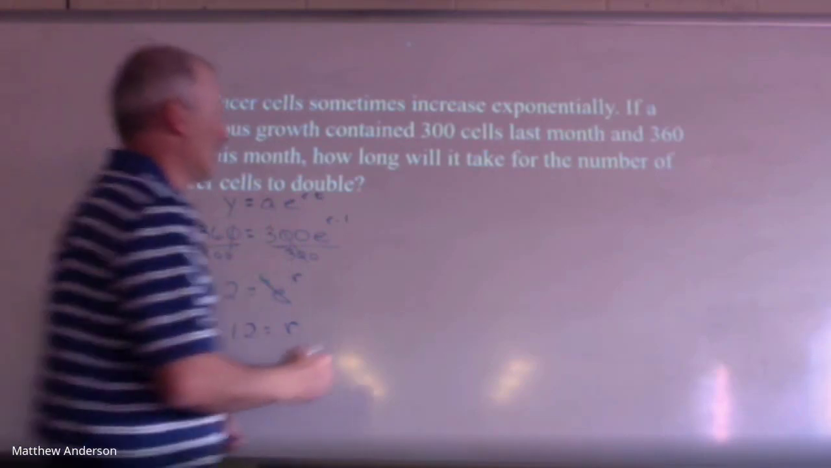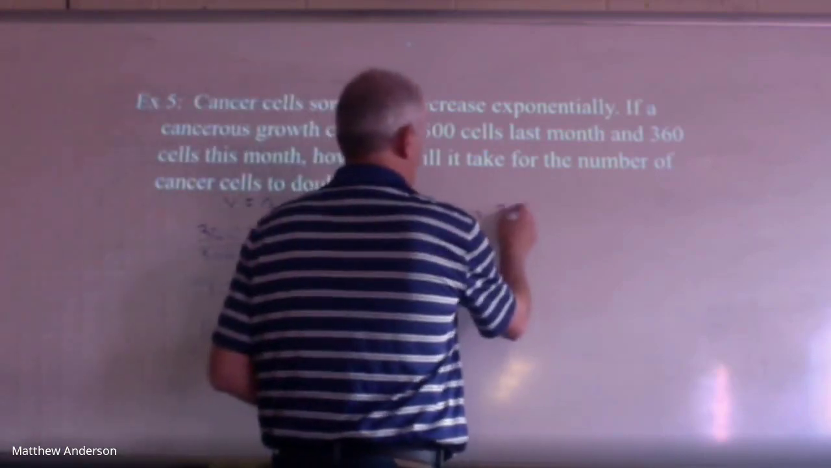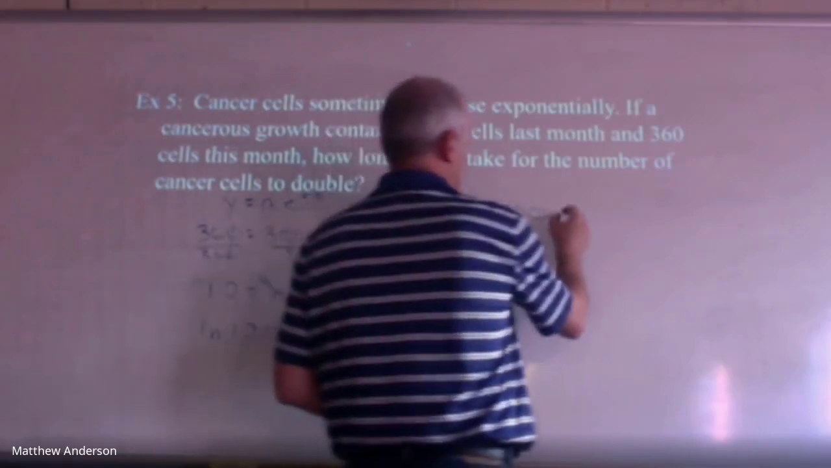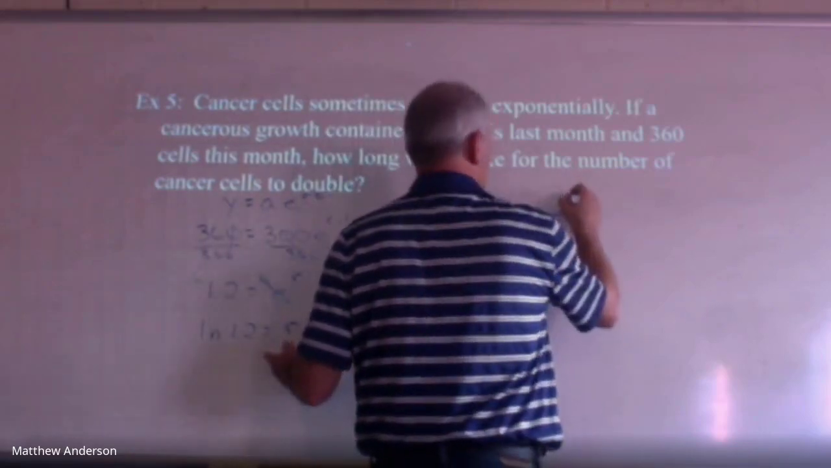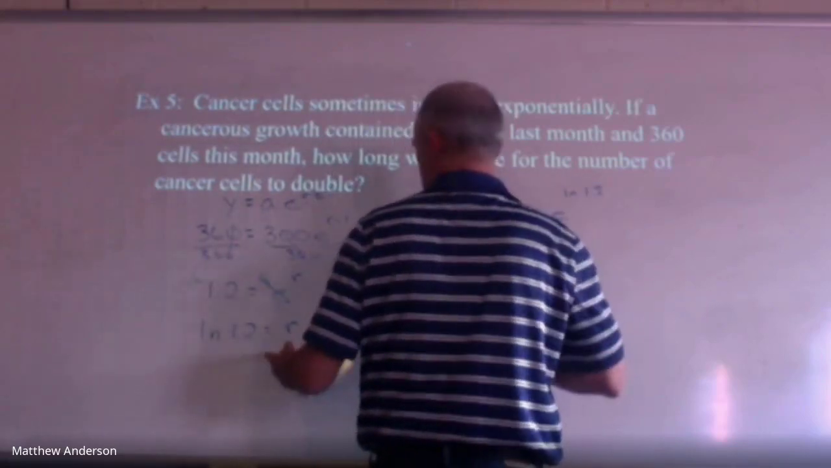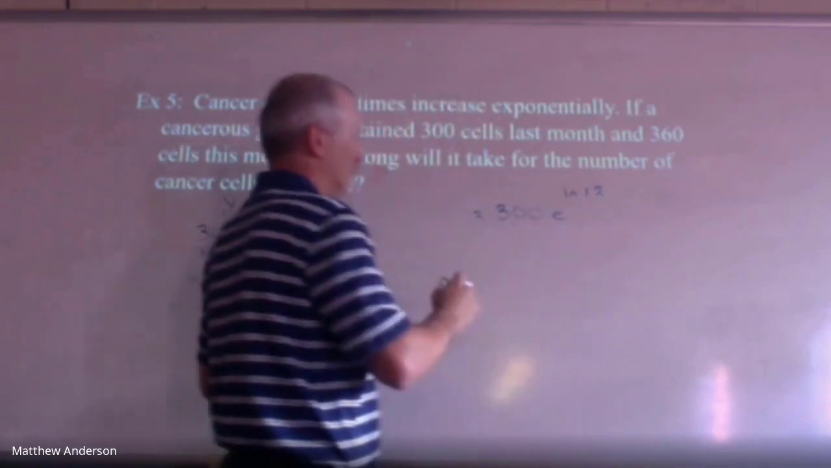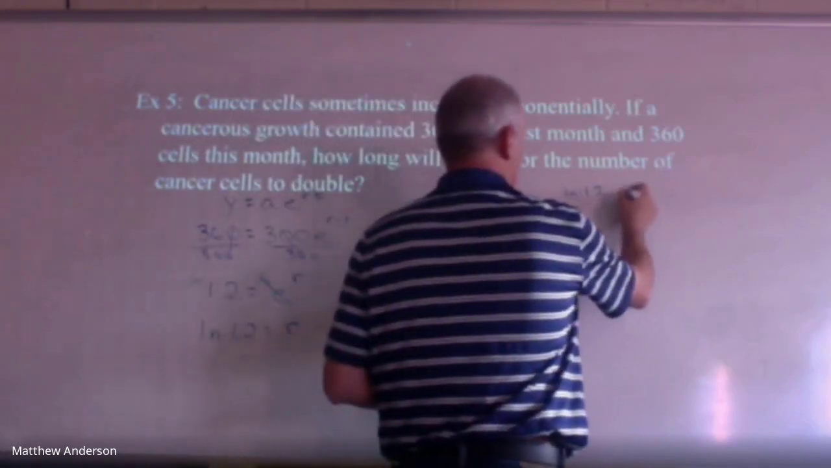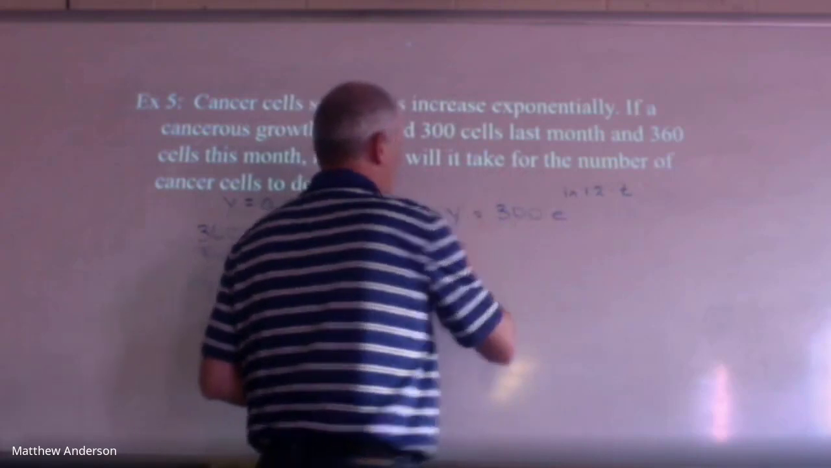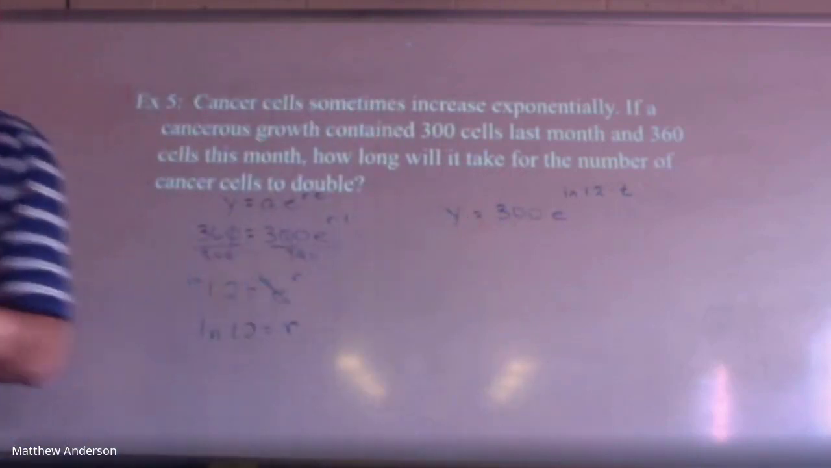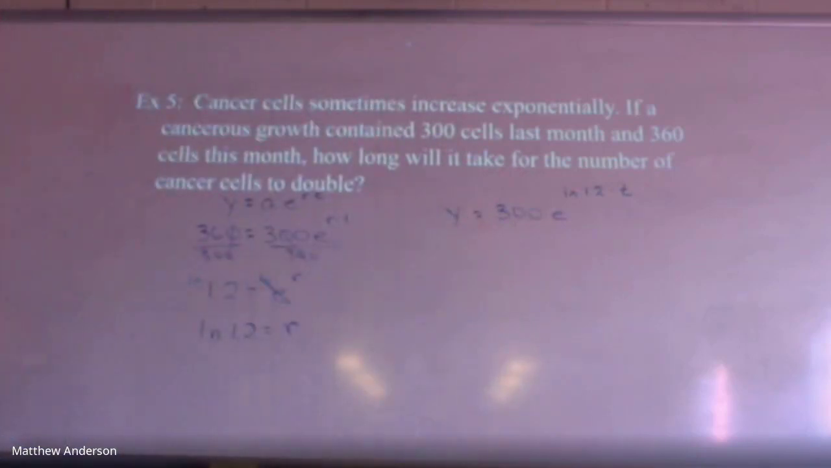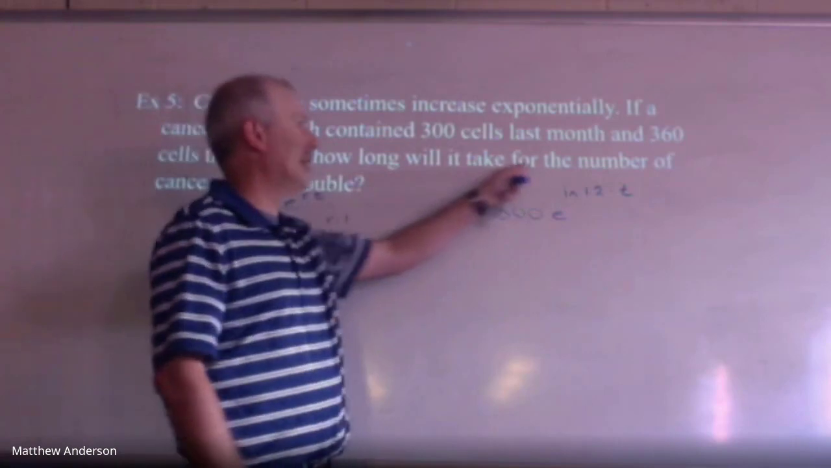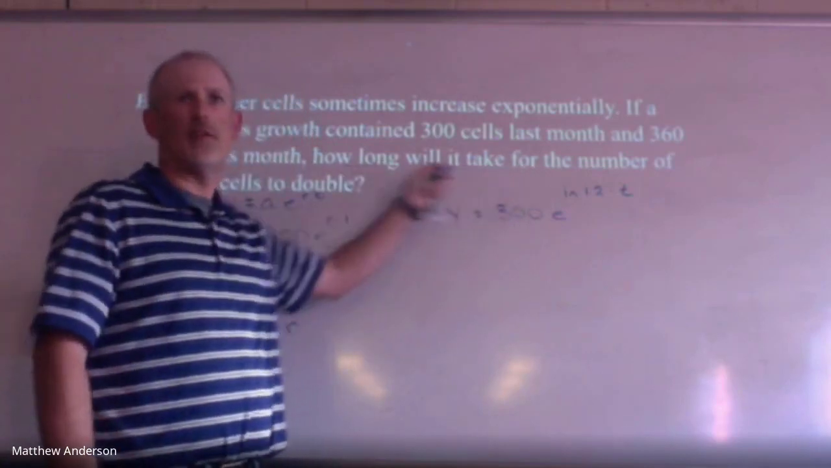And so what that tells us is we're starting with 300. We've got E. We know that R is the natural log of 1.2. We know we're going to have time and we're going to have the new amount. So that's our equation at this point, now that we know R. So now we have to go on to the second part of the question. How long will it take? So what is our answer going to be if they're asking us how long?